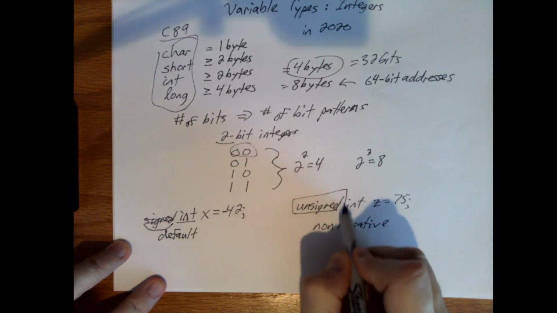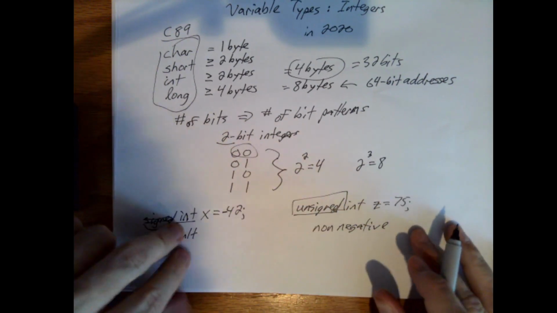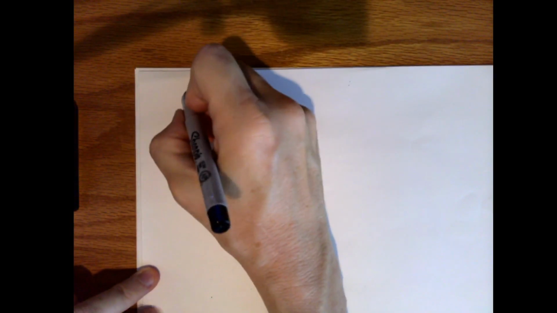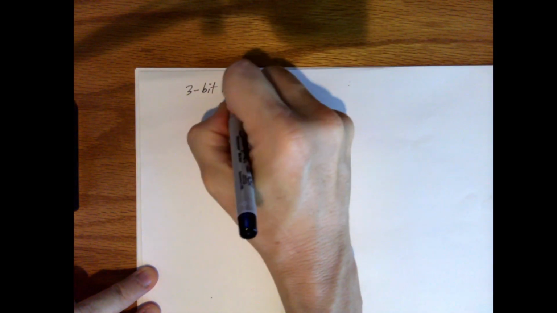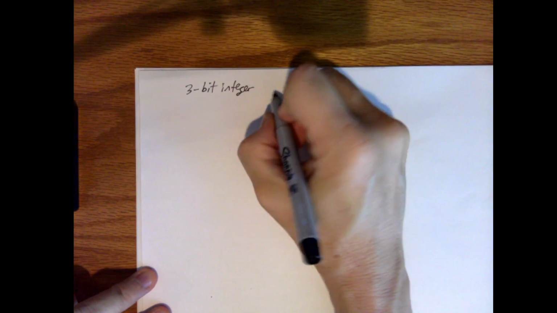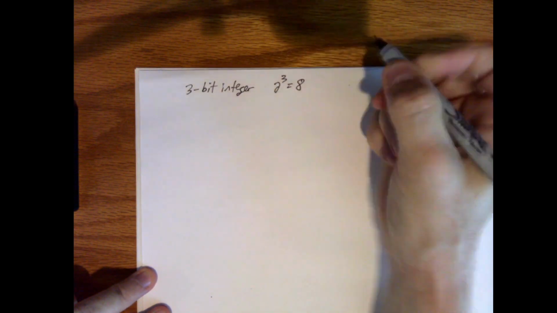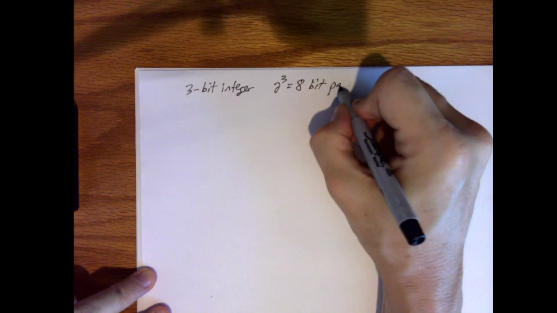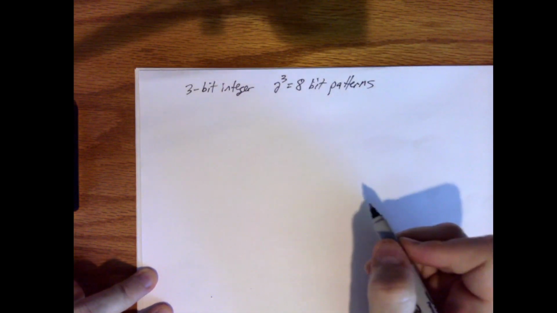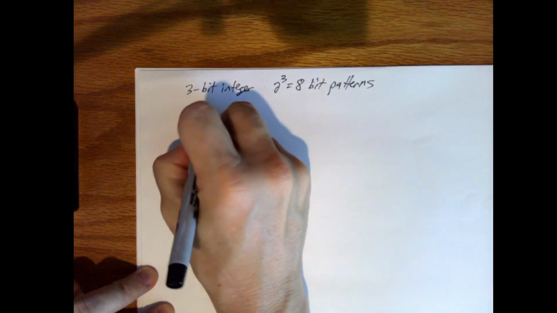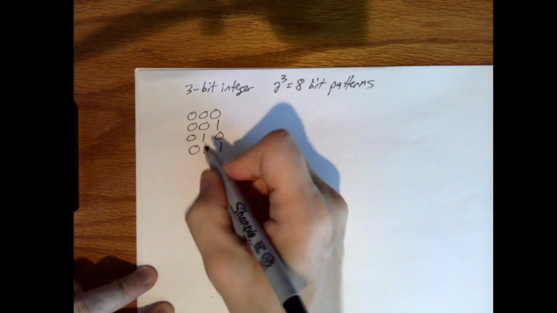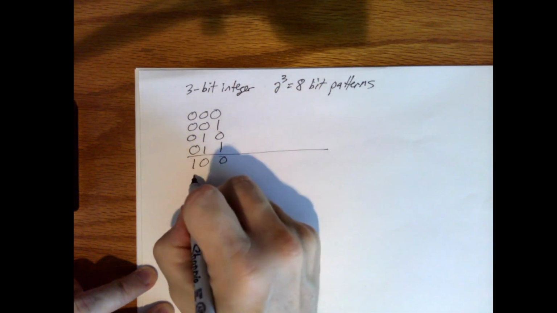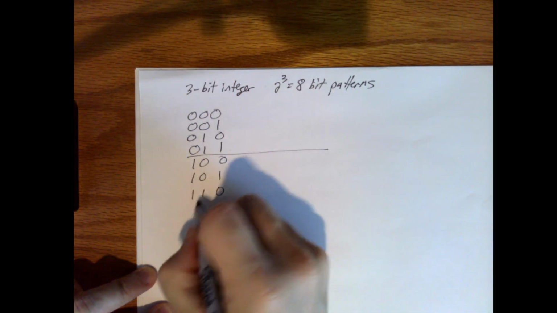So let's look at this first, because this is closer to what people think when they write out bit patterns, and see what we have. So for the sake of this example, let's assume we have a 3-bit integer type. And we already said that means I have 2 to the third equals 8 bit patterns. So those bit patterns are 000, 001, 010, 011, 100, 101, 110, and 111.